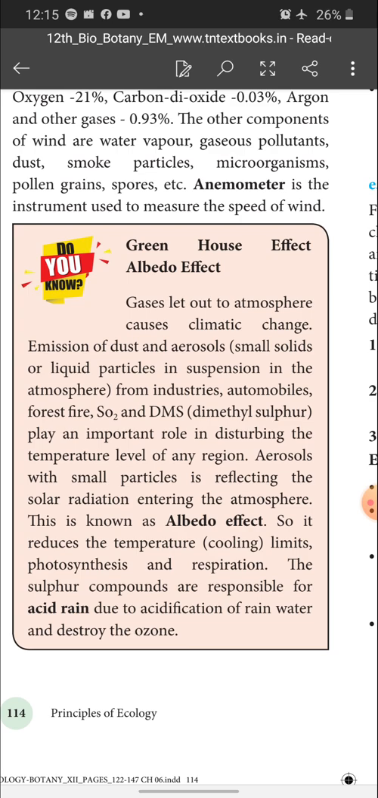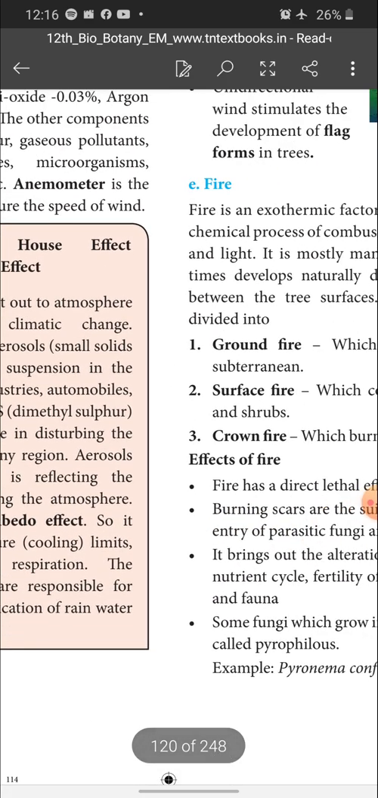Okay, albedo effect means aerosols with small particles reflecting the solar radiation entering the atmosphere. That means it prevents the entering of solar radiation, and this is called albedo effect. Since the solar radiations are prevented from entering the atmosphere, automatically the temperature is reduced and the earth's atmosphere becomes cool. And when the temperature is not sufficient, it affects photosynthesis and respiration also. This is albedo effect and its impact on the environment. Okay children.